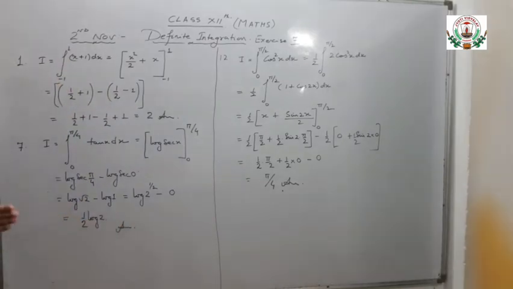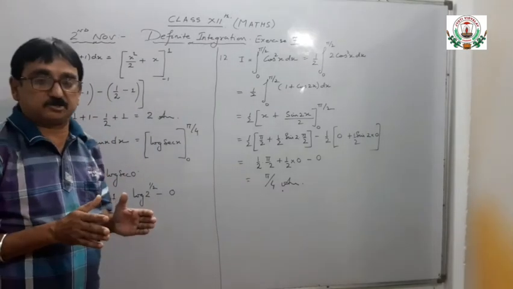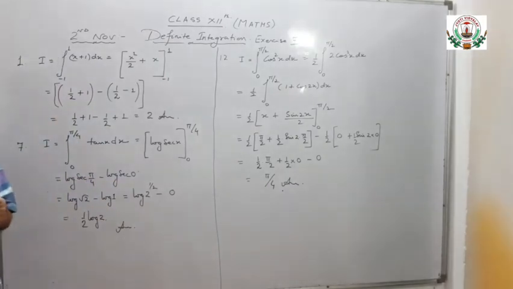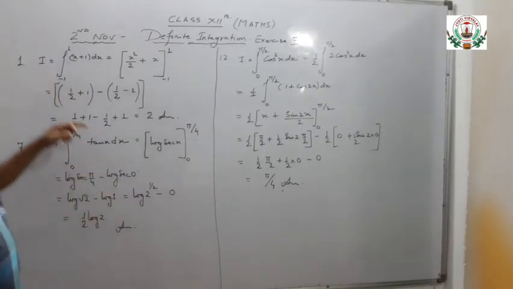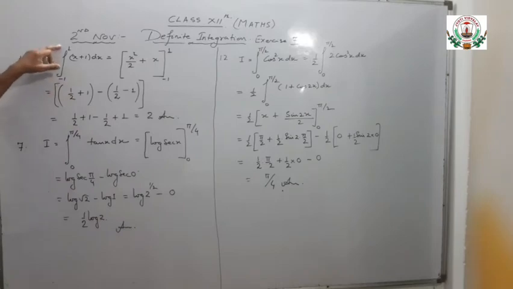The only difference is that after integration we have to substitute the limits given, the lower limit and the upper limit. The substitution will be upper limit minus lower limit after integration. Let's see the first question.